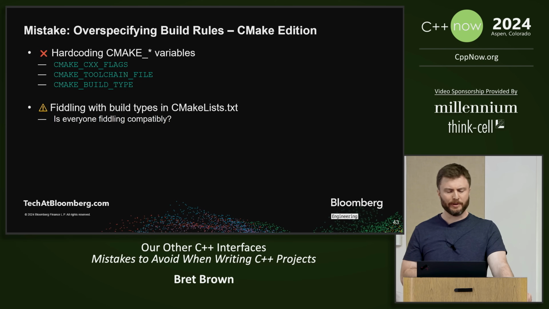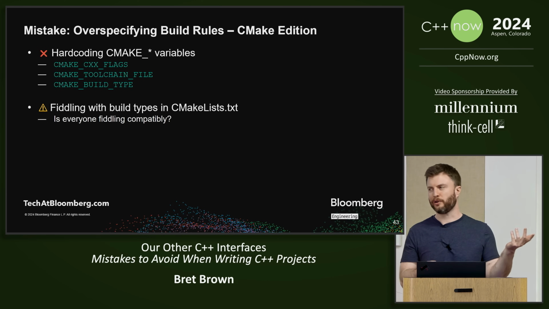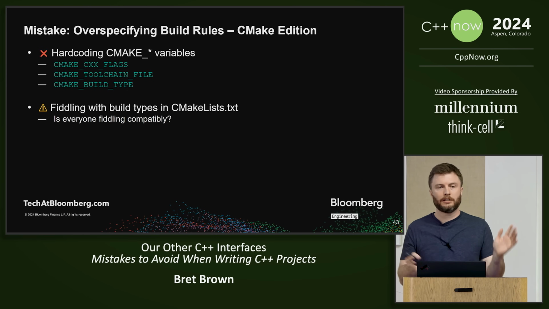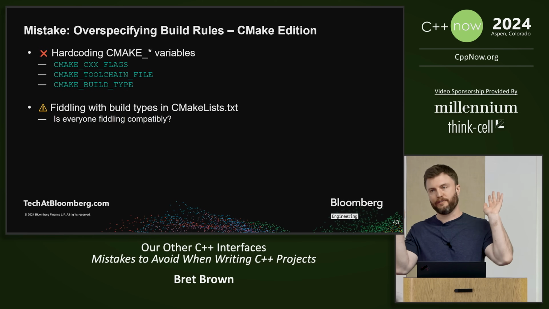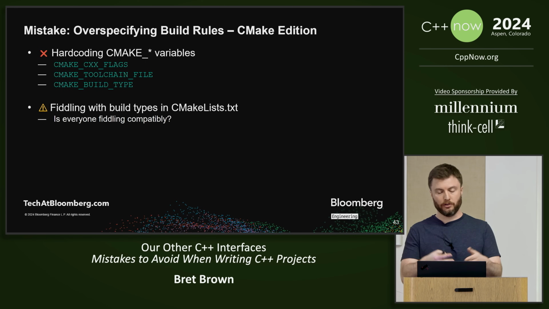Anyway, fiddling with build types. What I mean by that is, you can actually in CMake say if it's a debug build, you can add little extra flags and stuff. Like, well, how do you know everyone else is fiddling the same way you're fiddling? I don't know. Maybe it's benign, just be careful. I recommend not doing it there and just defining a build type in a toolchain file, something like that. Or not even the toolchain file. You can do it from CMake cache variables from the command line.